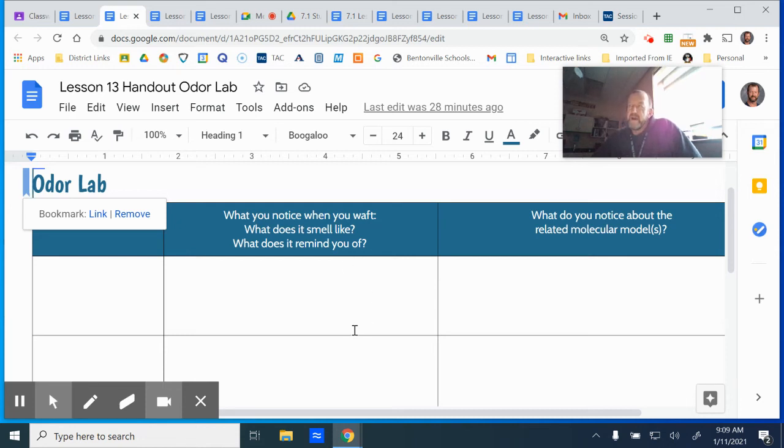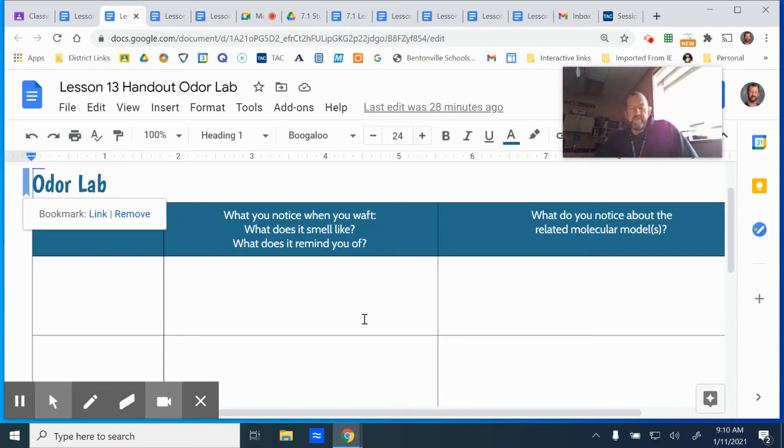So, obviously, if you smell a lemon, you can tell me, oh, it smells like a lemon. Well, of course, it smells like a lemon. But tell me what else it kind of reminds you of. If there's anything else it smells like besides lemon.